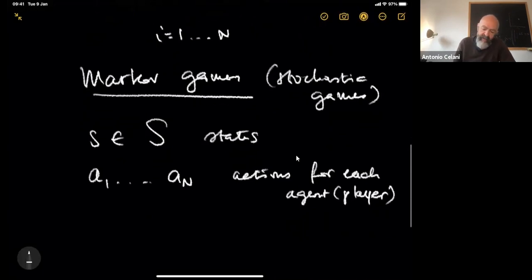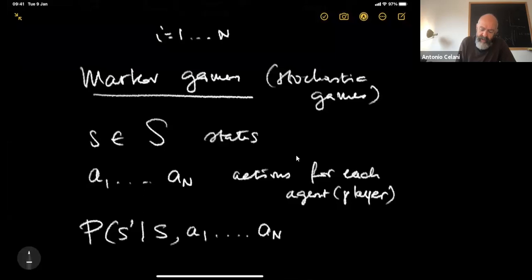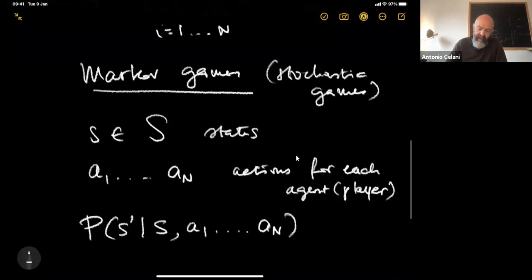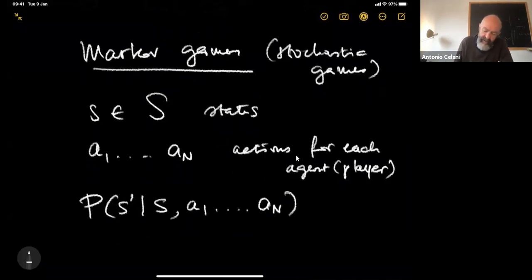Then there is a transition probability, which maps the new state of the environment from the previous one and all the actions taken by the agents. Okay, so it's a combination of the agents which makes the system, the state, evolve into a new state. And this is what is called the model of the environment.